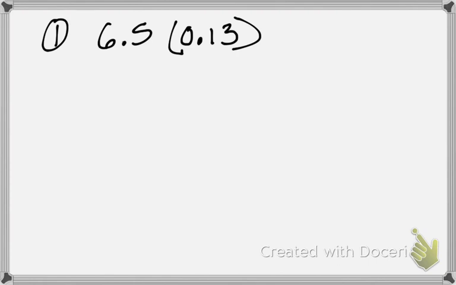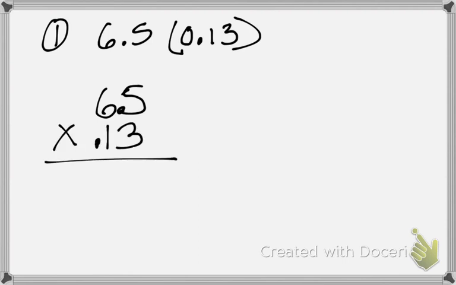Okay, first I'm going to start with problem number 1, which was 6.5 times 0.13. Remember that when you're multiplying decimals, it's helpful if you line them up vertically. And I don't need to line up the decimals. Remember, that's just adding and subtracting where you need to line up the decimals. So then I need to do my multiplication from right to left.